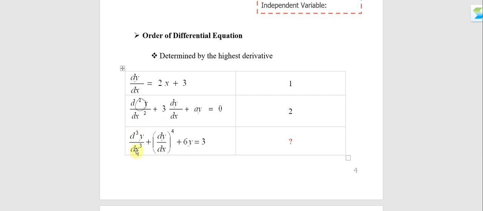For the third example, you have d cube y over dx cube plus dy dx to the power of 4. Which one is the order, 3 or 4? It is 3. Why 3? Because we focus on the highest derivative. This is the highest derivative, and the order is 3.